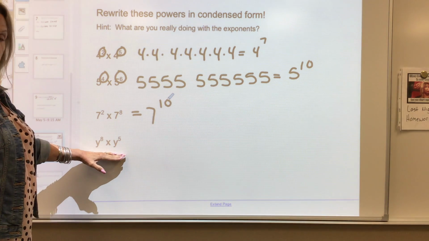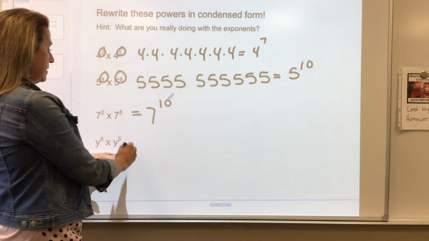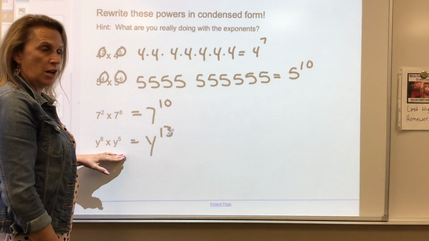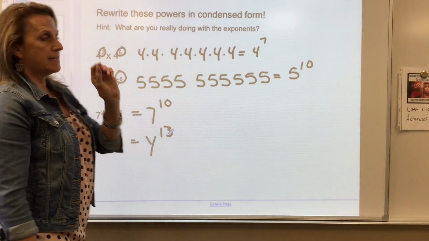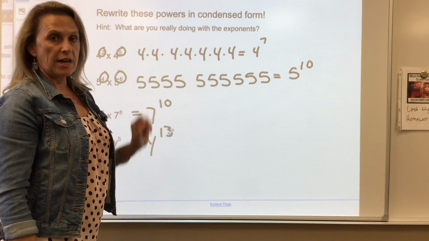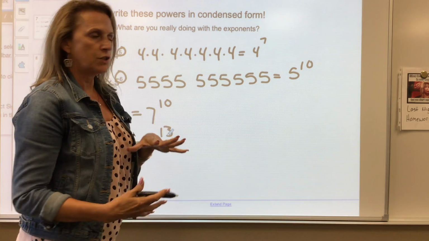Here I have 8 y's and then another 5 y's. So how many y's do I really have? I have 13. So when you're multiplying the same base, it has to be the same base, all you have to do is add their exponents together, and that's the condensed form of it.